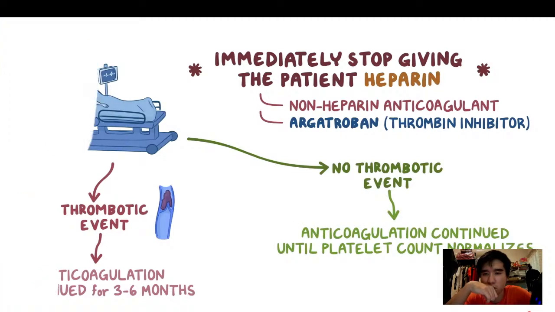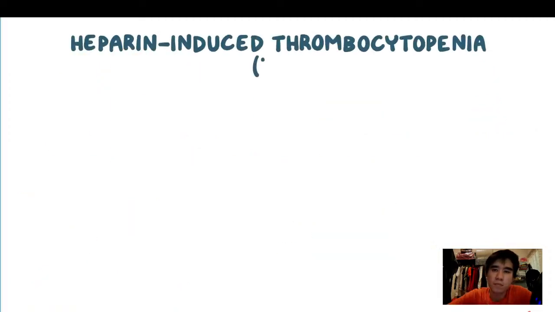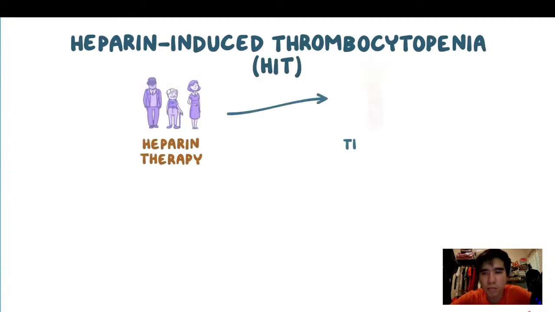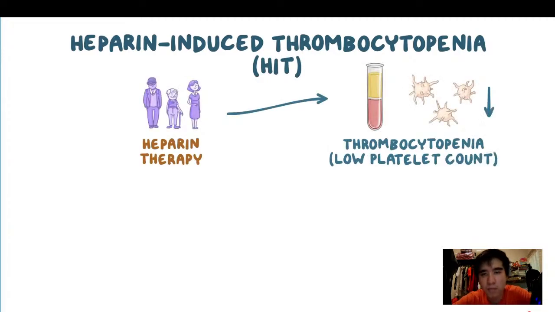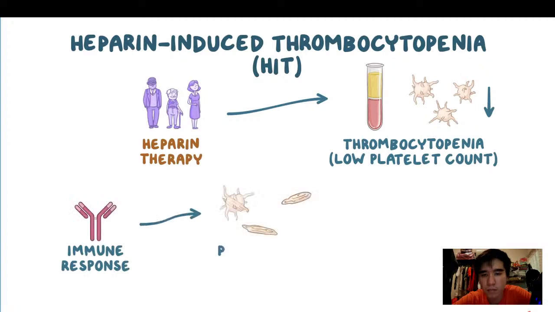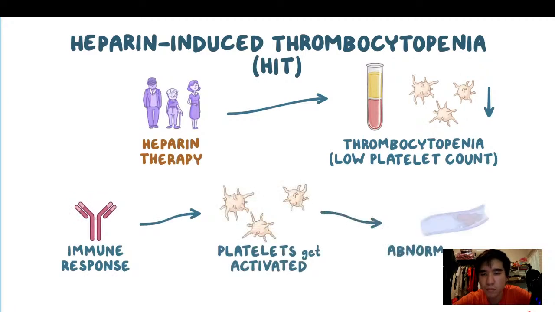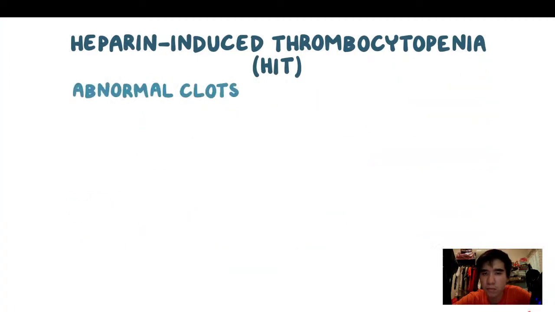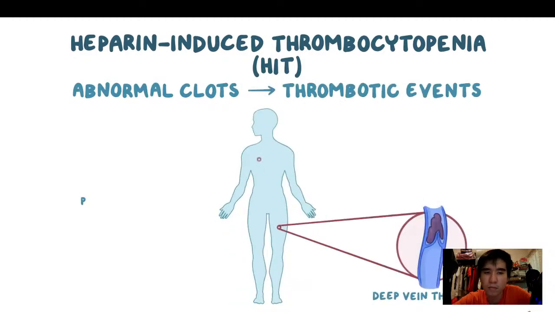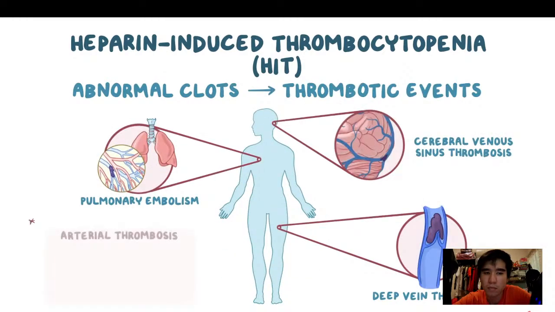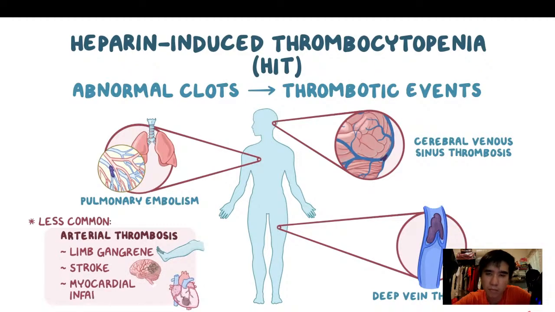Alright, as a quick recap, heparin-induced thrombocytopenia, or HIT, is a condition where individuals on heparin therapy develop thrombocytopenia, or a low platelet count in the blood. HIT occurs as a result of an immune response, which ultimately causes the platelets to get activated and used up during the formation of abnormal clots. These clots can block veins and arteries, leading to life-threatening thrombotic events like deep vein thrombosis, pulmonary embolism, cerebral venous sinus thrombosis, and less commonly, limb gangrene, stroke, or myocardial infarction.